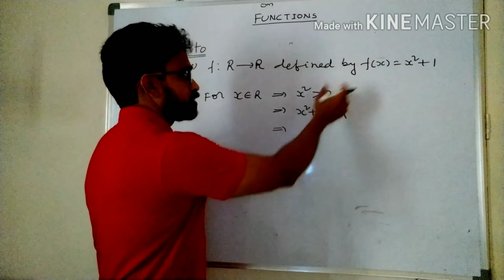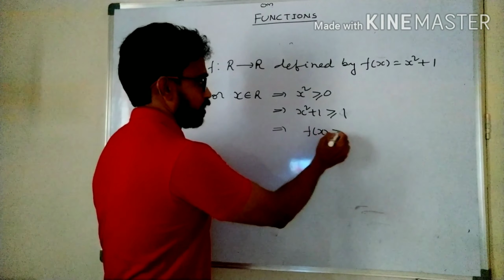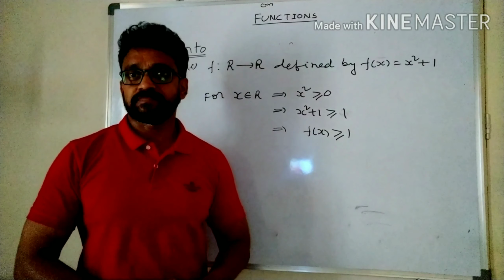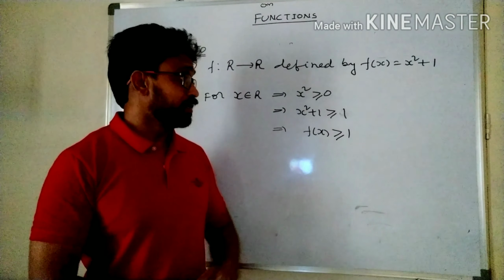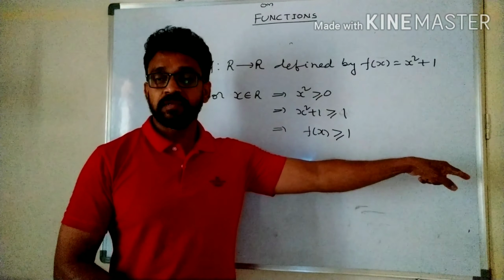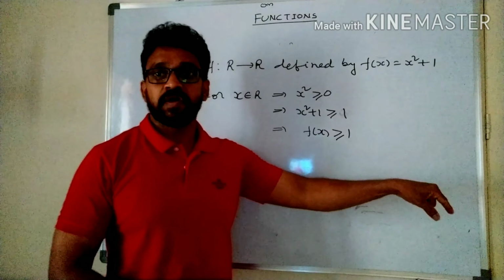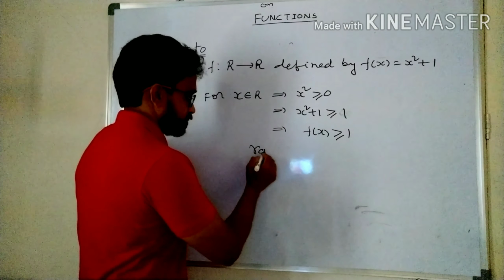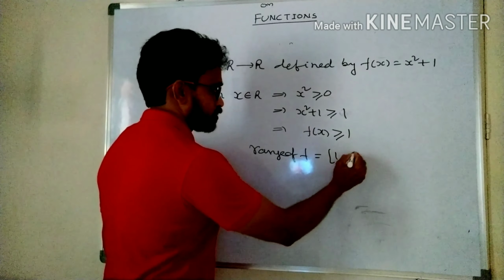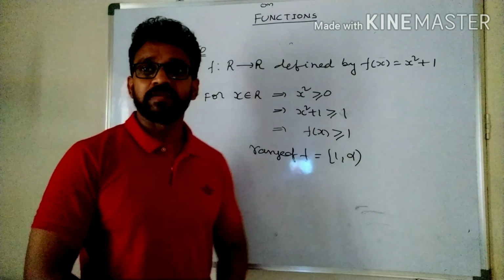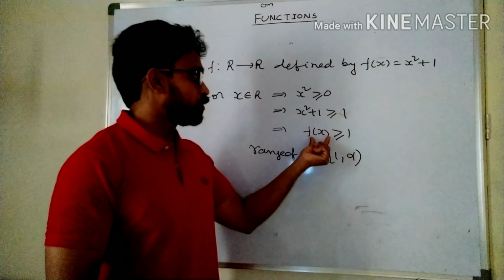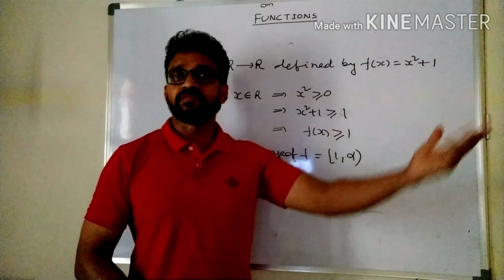x square plus 1 means what? f of x is what? Greater than or equal to 1. That means every element of the domain is related or connected to either 1 or more than 1 in the codomain. That's why the range of f is [1, infinity). This is the range of the given function, because every function value is either 1 or greater than 1.